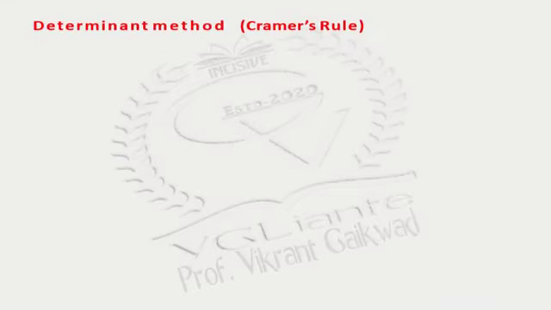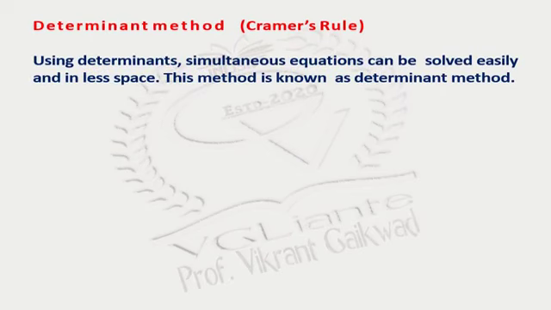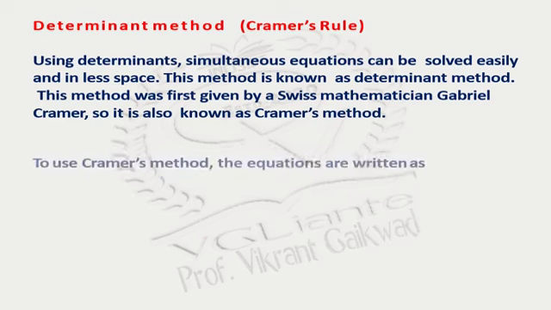Determinant method. Cramer's rule. Using determinants, simultaneous equations can be solved easily and in less space. This method is known as the determinant method. This method was first given by Swiss mathematician Gabriel Cramer, so it is also known as Cramer's method.